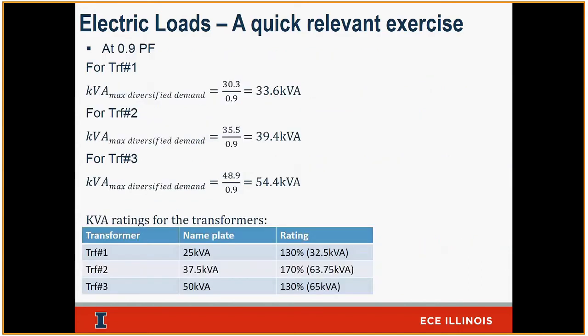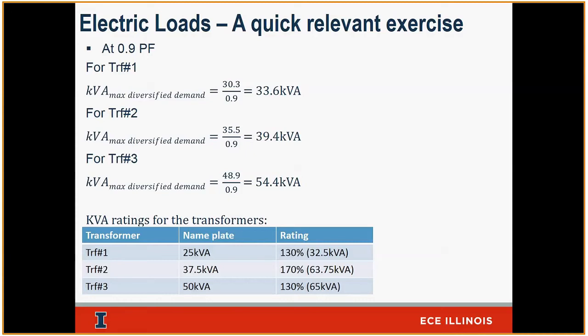But once I find my coincident demand from that calculation, I can apply a power factor to it and get my max diversified demand in kVA. The reason I look at kVA as an engineer is because the ratings on my equipment are typically in kVA. So if you remember from the very first lecture, we talked about how transformers are typically rated by either kVA or MVA.